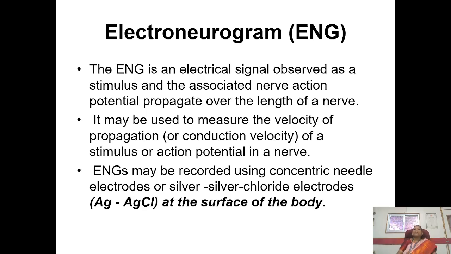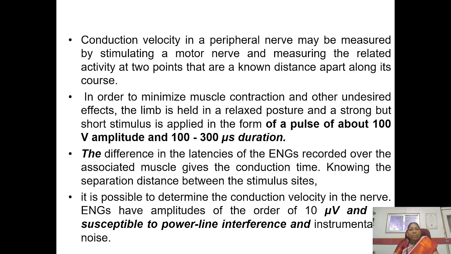In that, silver chloride electrodes can be used. It may be metal surface electrodes or metal gap electrodes. So we can keep it on the surface and measure the signal. One of the things we can measure in this ENG is mainly whether the nerve is conducting properly or not.